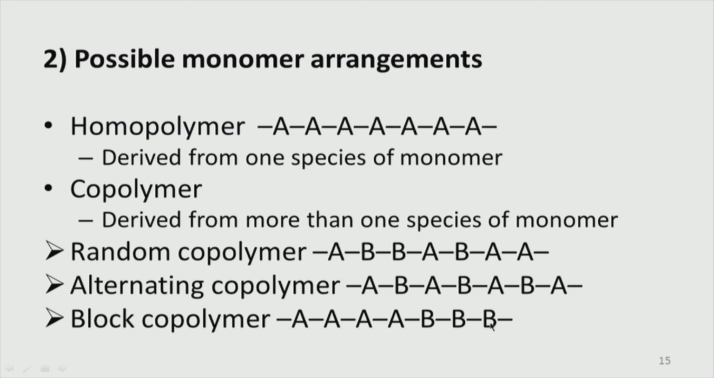So, each of these will have a different set of properties that change dramatically depending on whether it is block or random. And it is possible to tune the reaction so that we can get either random, alternating, or block copolymer. Of course, in a homopolymer you will always have A. Of course, you may have branches like polyethylene LDPE, but this type of monomer arrangement will happen only when you have more than one monomer.